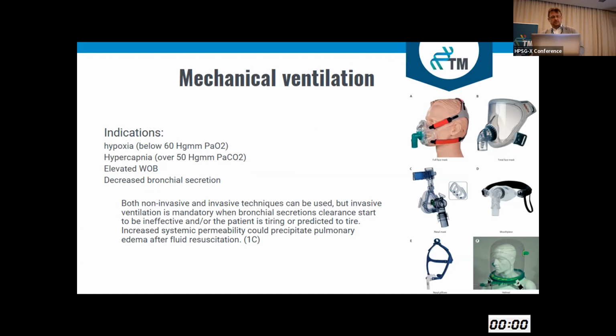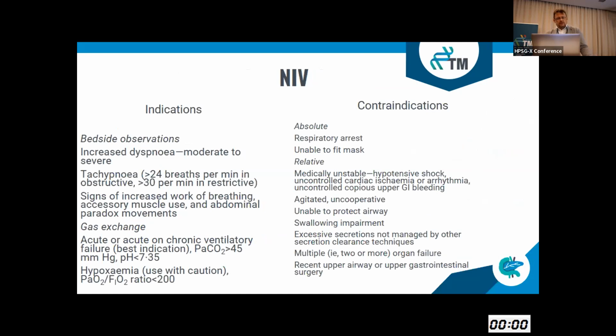And you can see the non-invasive mask, face mask, full face masks, and helmet that we can use with non-invasive ventilators. The indications are increased dyspnea, tachypnea, and signs of increased work of breathing, accessory muscle use, and abdominal paradoxical movements, or the patient has a diminished gas exchange. It means partial carbon dioxide level more than 45 millimeters of mercury, or the pH below 7.35, or naturally if the patient is hypoxemic.